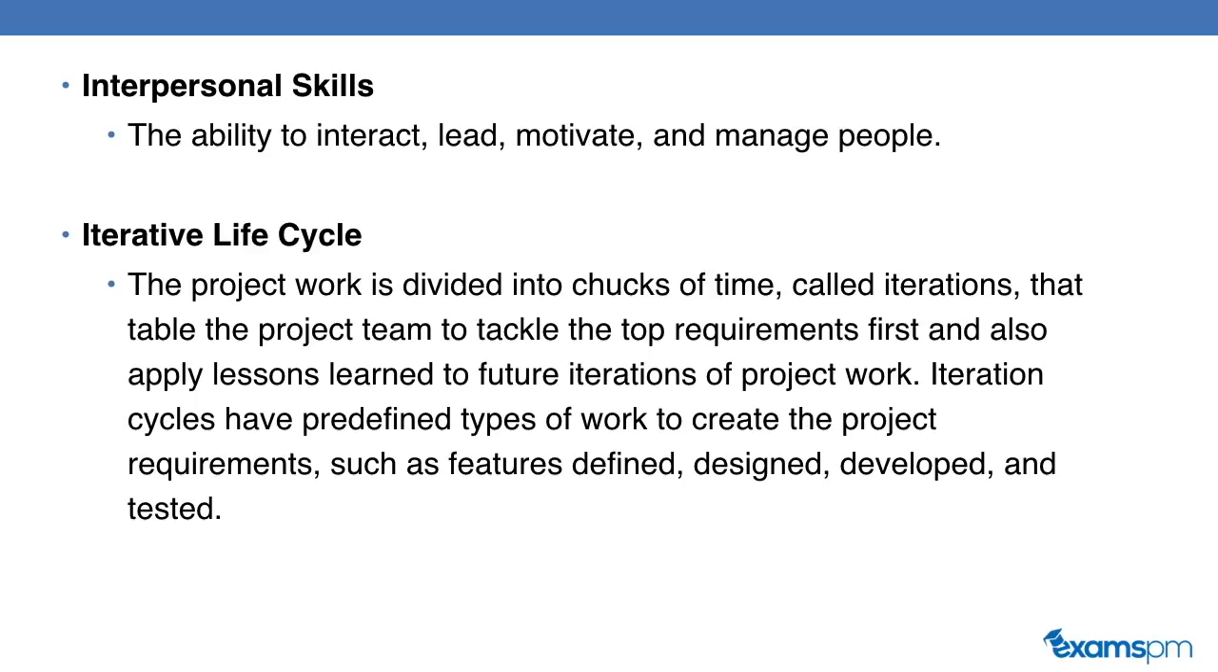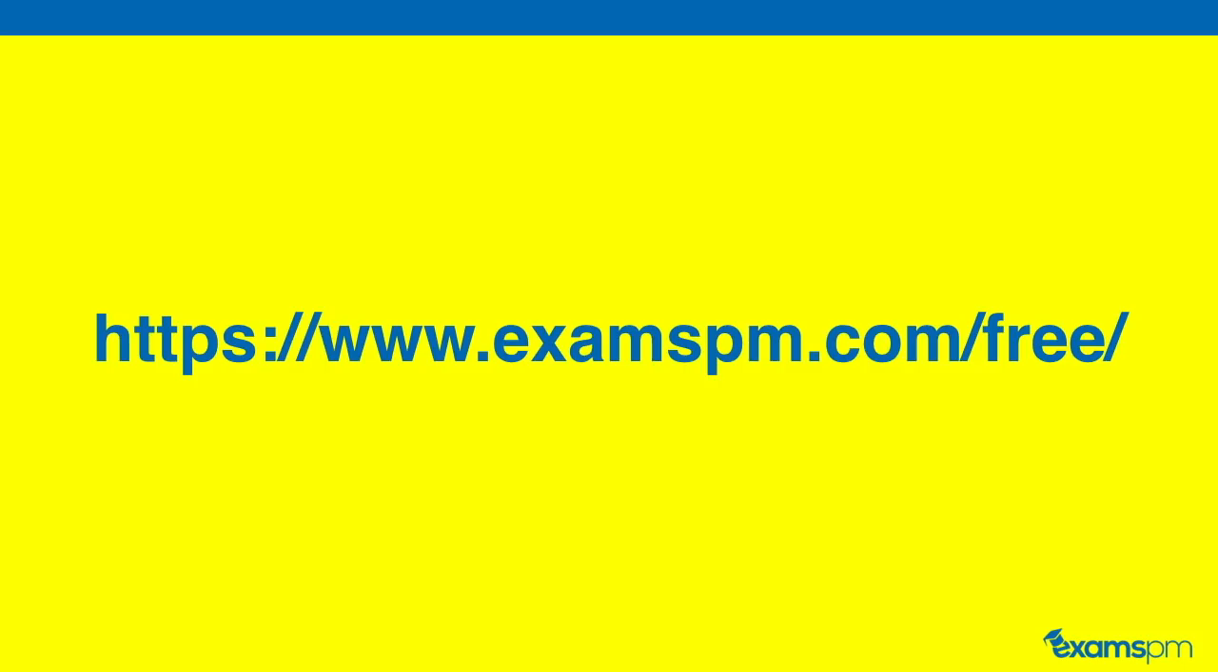Iterative life cycle. This is where the project work is divided into chunks of time called iterations. The iteration of the project is the same length throughout the entire project. It's usually between 2 to 4 weeks long. After you finish an iteration, you'll have a chance to reflect upon the iteration and apply the lessons learned to future iterations. Iteration cycles have predefined types of work to create the project's requirements, such as features defined, designed, developed, and tested. So this is used in Agile project management.